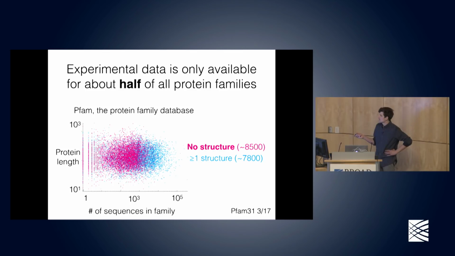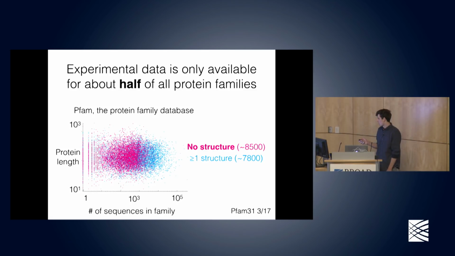So in this case, this plot right here is showing you an overview of PFAM, the protein family database. If you've ever annotated a metagenome or something, you might use this. Essentially, we take all the genomes out there, we find similar proteins, put them into families, and there's about 16,000 of them right now, that have anywhere from tens of sequences in them to hundreds of thousands.